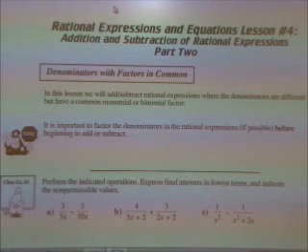When you look at trying to add and subtract these rational expressions, start by factoring the denominators first, especially if the denominators are binomials and trinomials. Monomials you probably won't have to factor, but for the trinomials and the binomials you will.